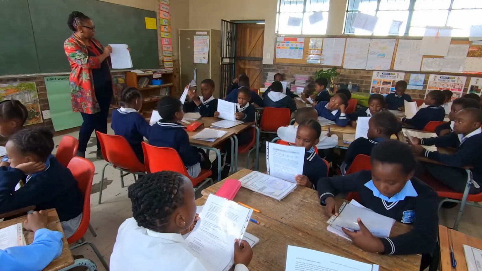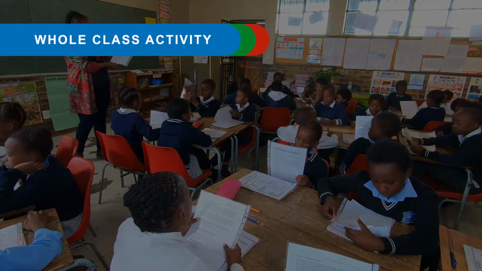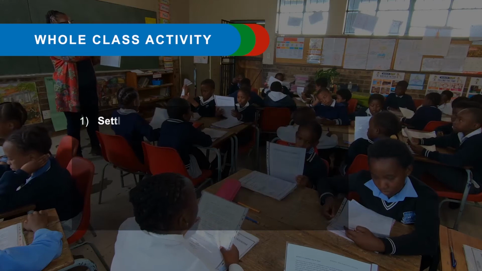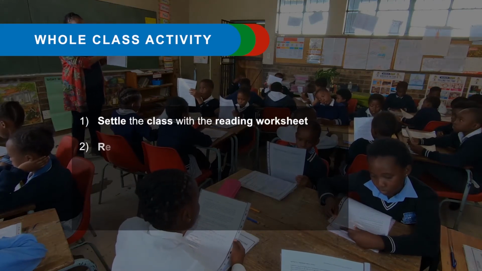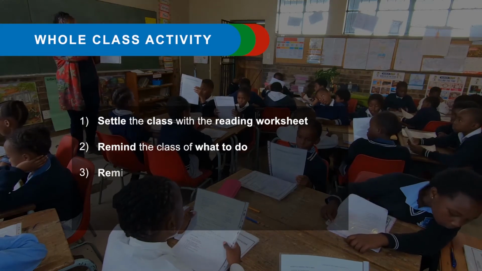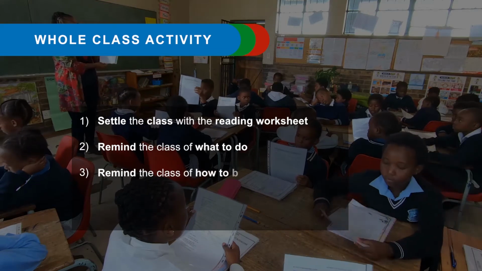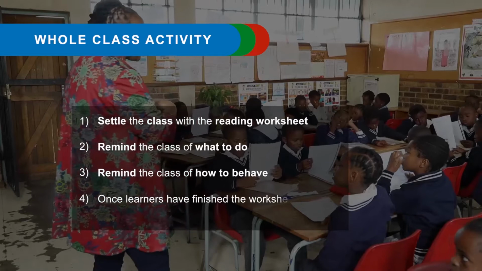During group guided reading, you must train the rest of the class to follow a routine. First, settle the class with the reading worksheet. Then, remind the class of what to do to complete the worksheet activity. Also remind the class of how to behave. Finally, allow learners to read independently once they have finished the worksheet activity.